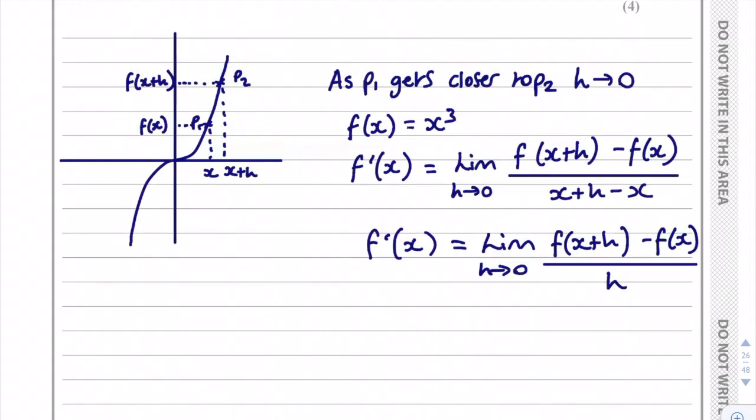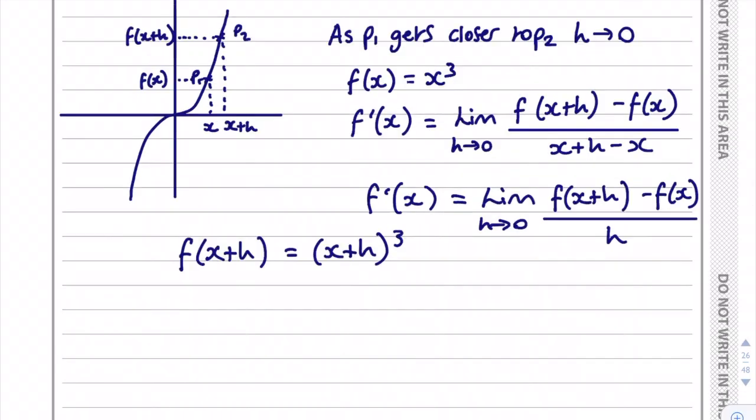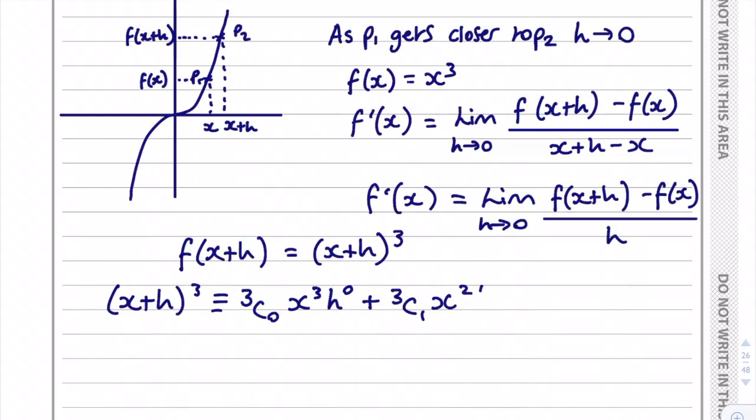So now what we can do is we need to rewrite function x plus h and function x in terms of x cubed. So we know function x is x cubed, but function x plus h is going to be equal to x plus h all cubed. Now we can expand this out using binomial expansion. So I can say that x plus h all raised to the power 3 is equivalent to 3 choose 0 of x cubed, then h to the power 0, plus 3 choose 1 multiplied by x squared, and h to the power 1 plus 3 choose 2 multiplied by x to the power 1 multiplied by h squared, plus 3 choose 3 multiplied by x to the 0 multiplied by h cubed.